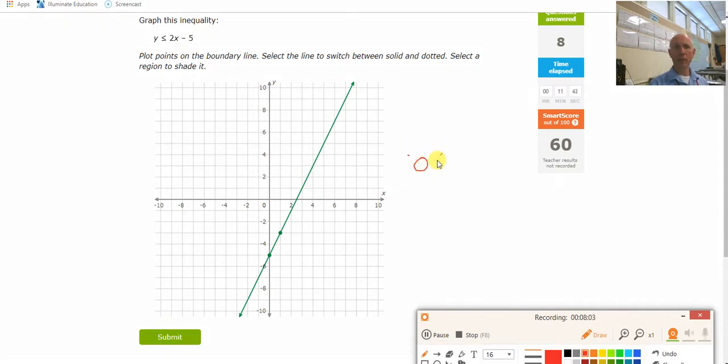0 is less than or equal to 0 minus 5. 0 is less than or equal to -5. That's false. This point is false, which means everything on the other side is true.